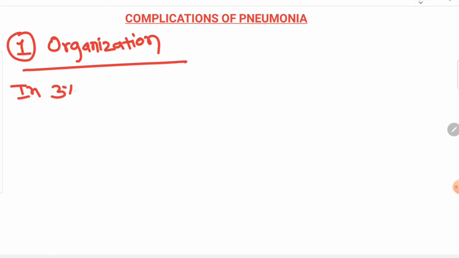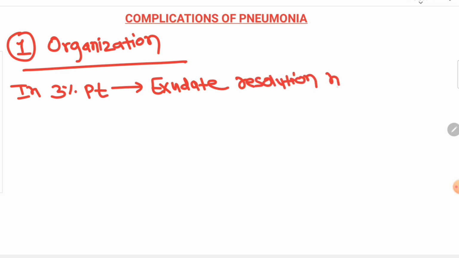Alright, now let's see the complication of pneumonia. If treatment is not done, then what will happen? So the first complication of pneumonia is the organization. In 3% of patients, the exudate resolution will not occur.